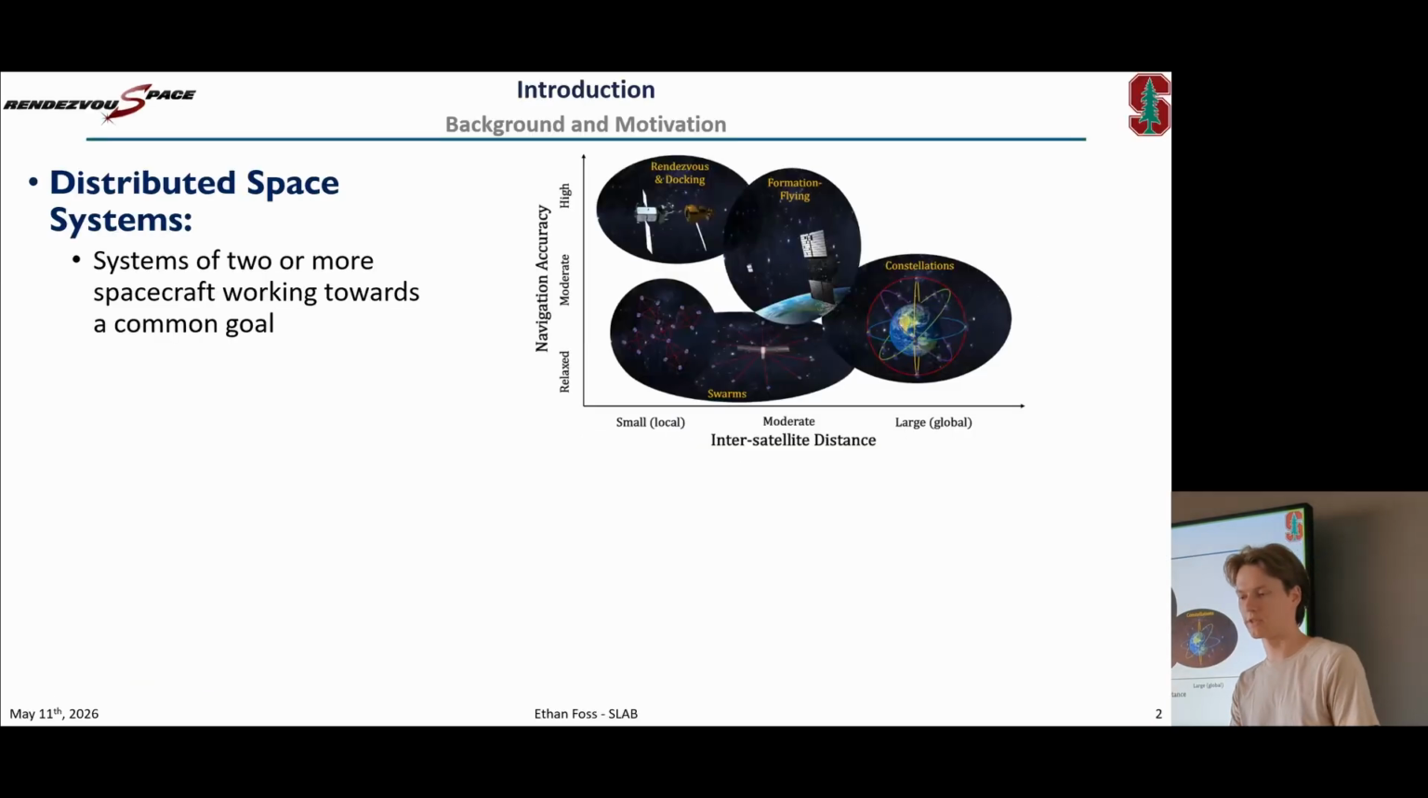So let's start off with some definitions. What is a distributed space system? The broadest definition we can use is systems of two or more spacecraft working towards a common goal. This can consist of constellations, swarms, formation-flying spacecraft, and RPO spacecraft, each with their own levels of inter-satellite distance and navigation accuracy.